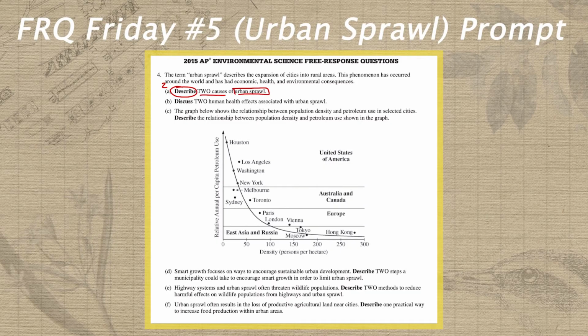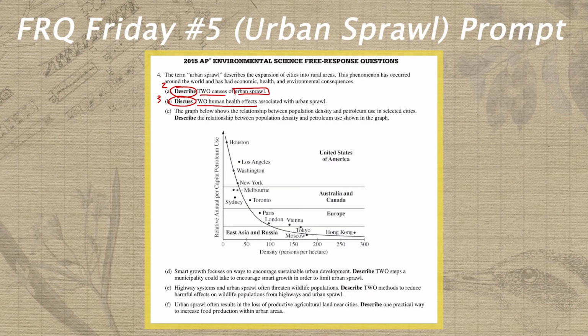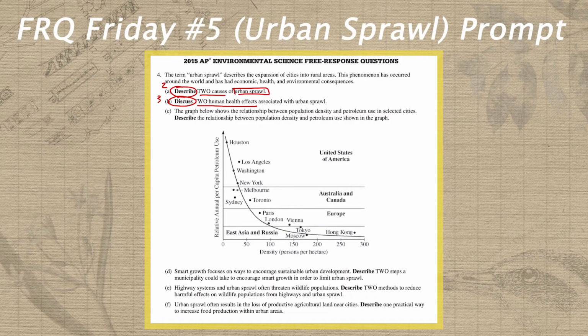Now in letter B, we have a discuss prompt. And remember that discuss is an outdated task verb that functions similar to explain, so we can write a 3 next to that and just treat this as an explain. In this case, we need to explain 2 human health effects associated with urban sprawl. So I'm going to underline 2 human health effects because our core answer needs to be human health effects, but they need to be associated with or happen as a result of urban sprawl.